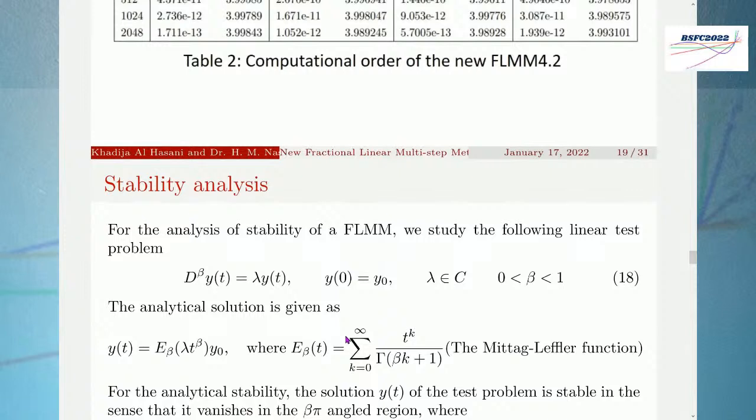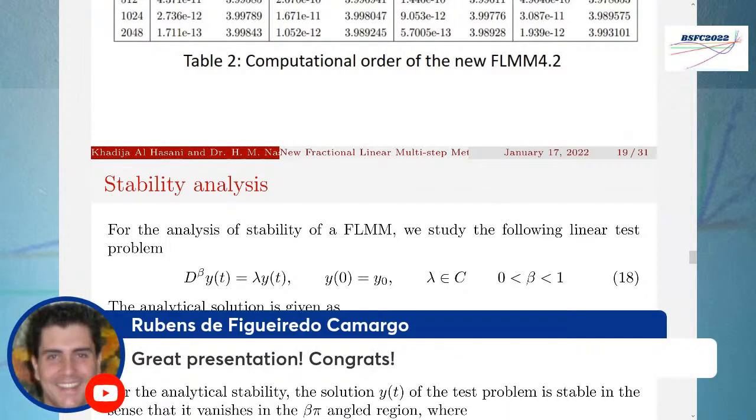The stability analysis. For the stability analysis, we study the following linear test problem with the analytical solution given here. So for the analytical stability, the solution y of t of the test problem is stable in the sense that it vanishes in the beta pi angle region. So this is the analytical stability region.